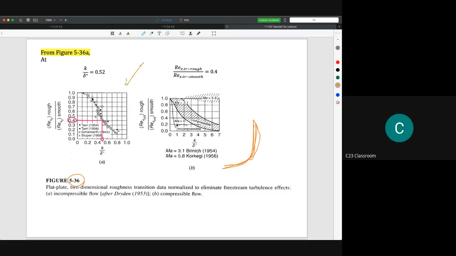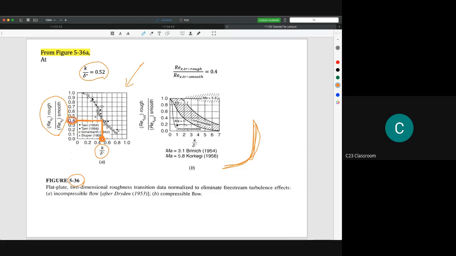we have one graph like this one. The x-axis is k over delta star, and the y-axis is the ratio between the Reynolds number transition for rough over the Reynolds number transition for the smooth surface. If our calculation shows that k over delta star is 0.52, let's say it is almost 0.5. So we take a vertical line here, and then we take the value of the y-axis, so it is around 0.4.